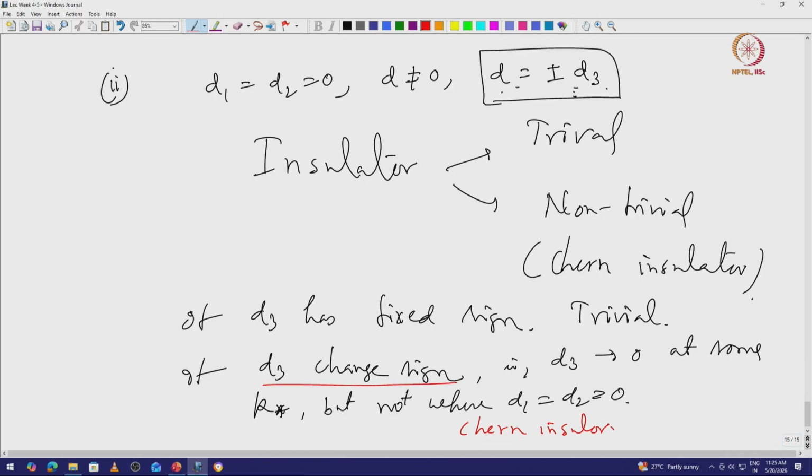If D3 changes sign, that means D3 goes to 0, but at a different point than where D1 and D2 go to 0, whereas in the first case D3 has a fixed sign, so it does not go to 0. It can be 0, which is even simpler, but it can be a fixed sign, that will be a trivial insulator. Okay.